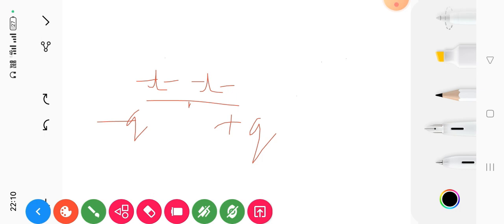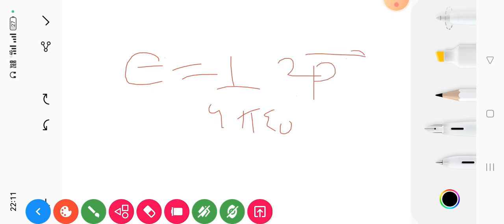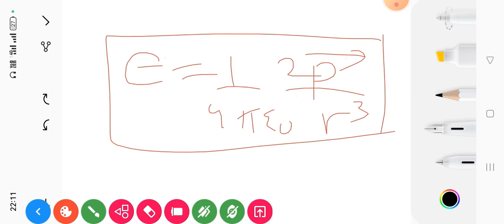Now at the axial point, that is here, how much will be the electric field? The axial point is the end-on position. We extend the line joining the two charges of the dipole, and we get the axial point. How much is the electric field here? Remember, for a short dipole, it is equal to 1 upon 4 pi epsilon naught, 2p upon r cube. It is a very important formula, and the derivation is also important.